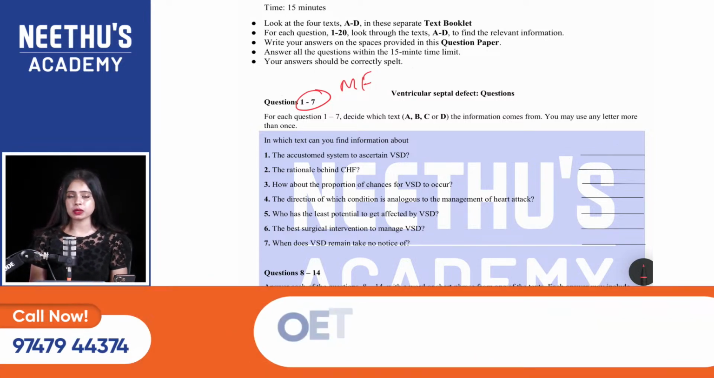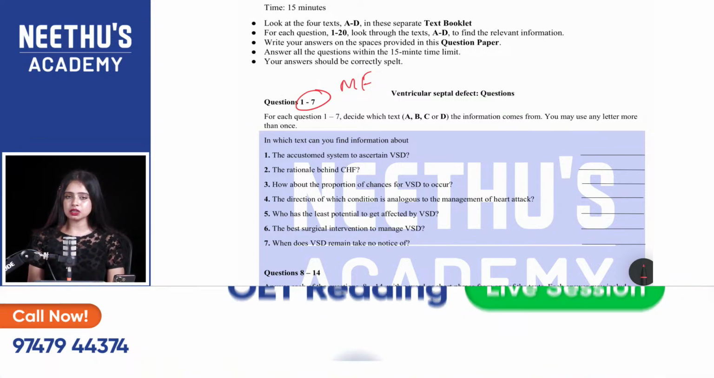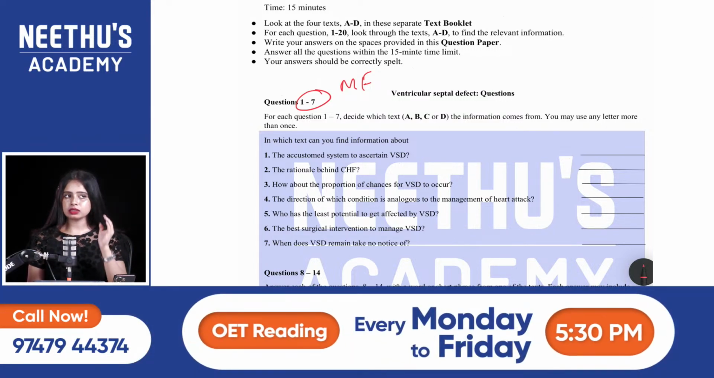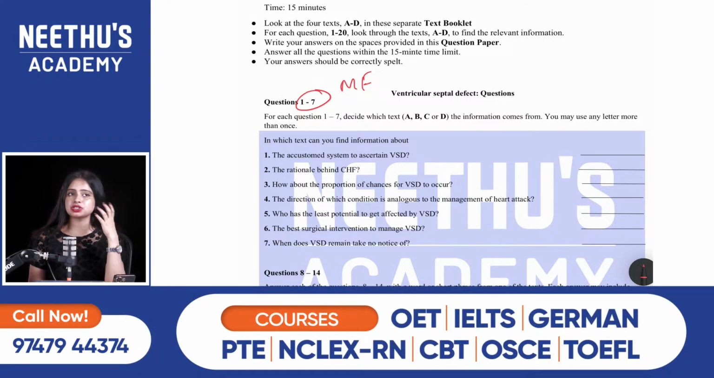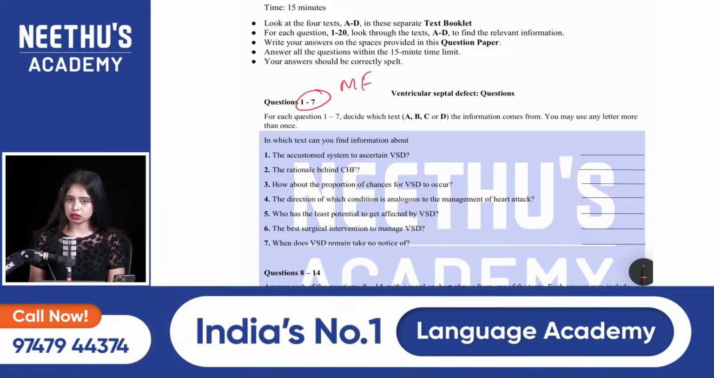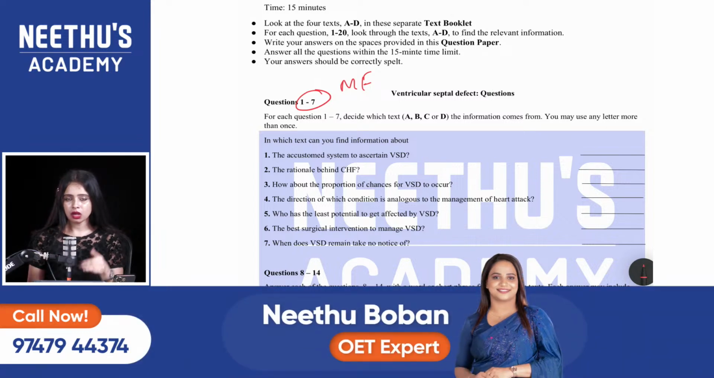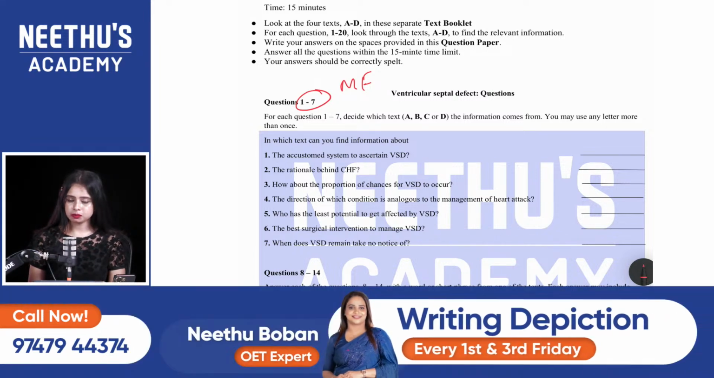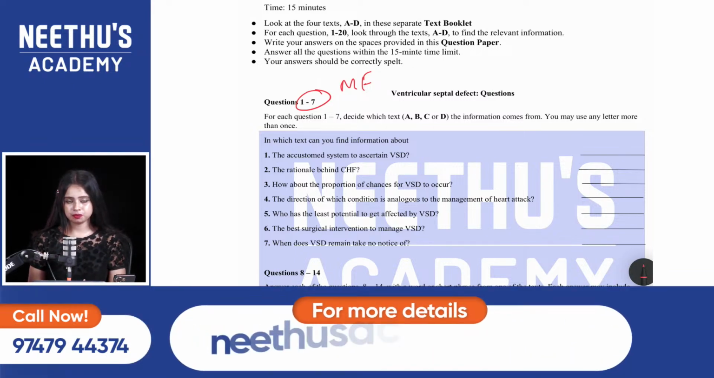So for the match the following questions, read the question, underline the keywords, then imagine in which text the answer is from, in which text these keywords are from. Where did you get these keywords, where are these keywords mentioned? That will be the answer. So that you can write there: if it is from text A, you can mark A. If it is from text B, you can mark B. Likewise, please do mark which text.